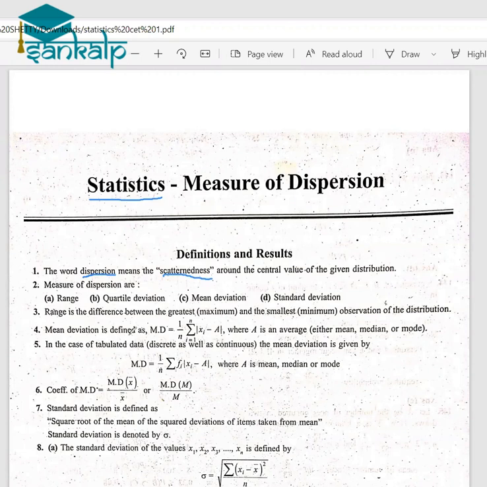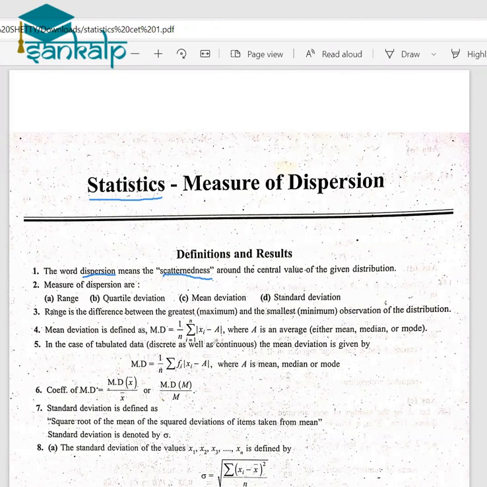Mean deviation is defined as MD is equal to 1 upon n summation of |xi minus a|, i varying from 1 to n, where a is an average. This a can either be mean, median, or mode.